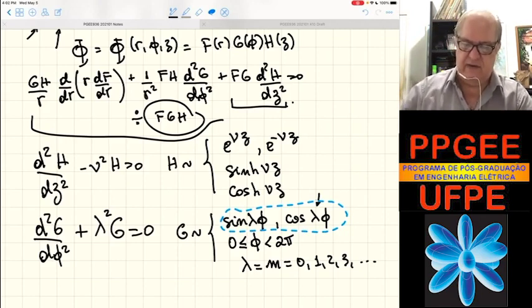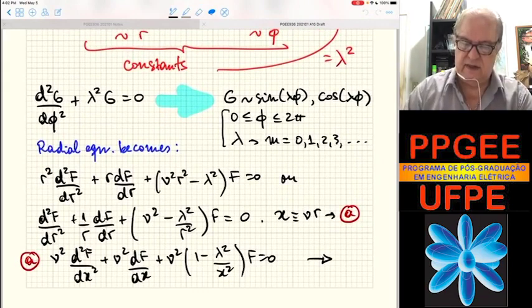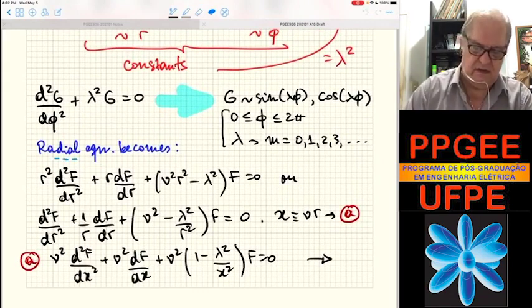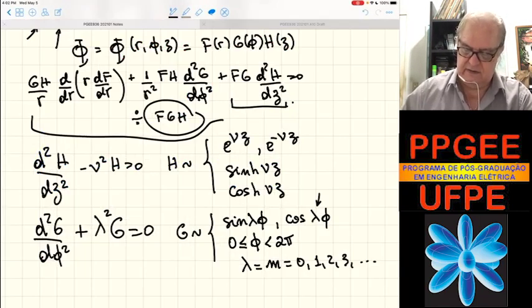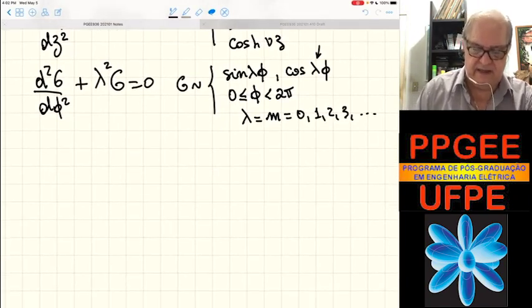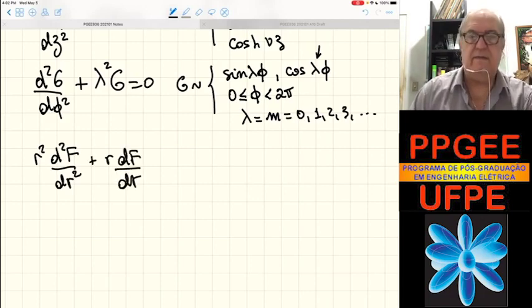So now we have a radial equation. If you look at the equation that we have, do a little bit of algebra, we're going to have this equation here, right? And we can work on it a little bit. Let's just do some algebra here. We're going to have something like this, r squared plus r plus, then you have nu square r square minus lambda square f.